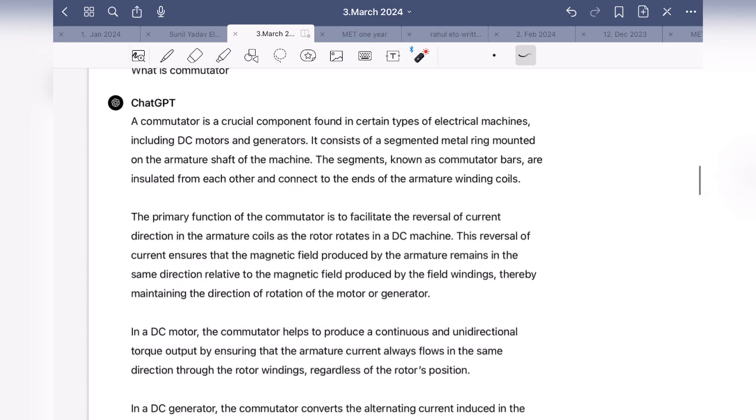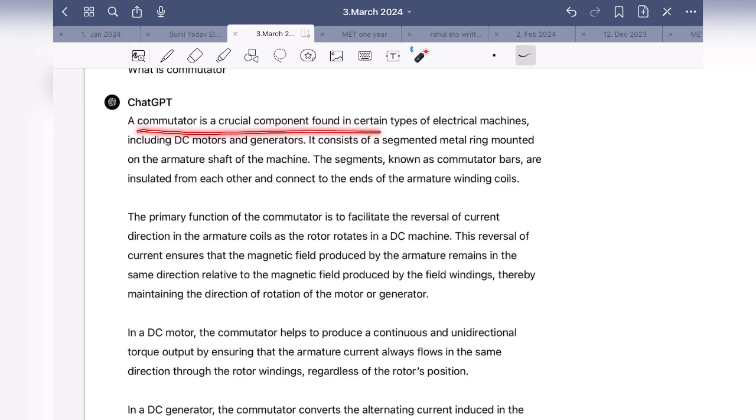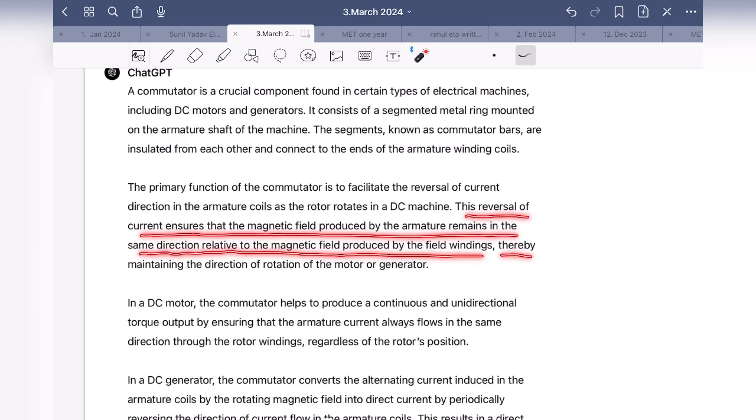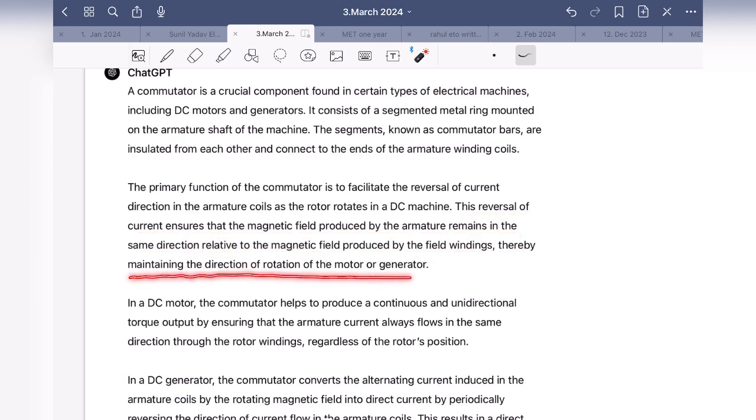In the ChatGPT answer, it is given: Commutator is a crucial component found in certain types of electrical machines, including DC motors and generators. It consists of a segmented metal ring mounted on the armature shaft of the machine. The segments, known as commutator bars, are insulated from each other and connect to the ends of the armature winding coil. The function of commutator is to facilitate the reversal of current direction in armature coils as the rotor rotates in a DC machine. This reversal of current ensures that the magnetic field produced by the armature remains in the same direction relative to the magnetic field produced by the field windings, thereby maintaining the direction of rotation of the motor or generator.